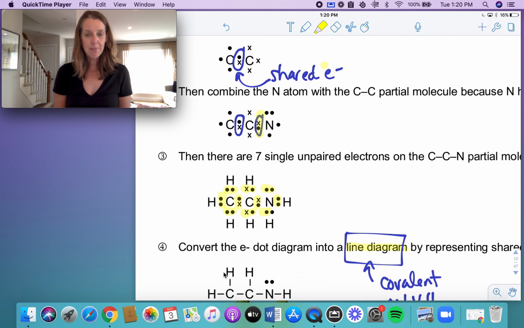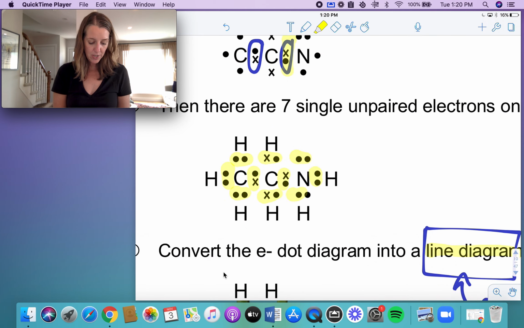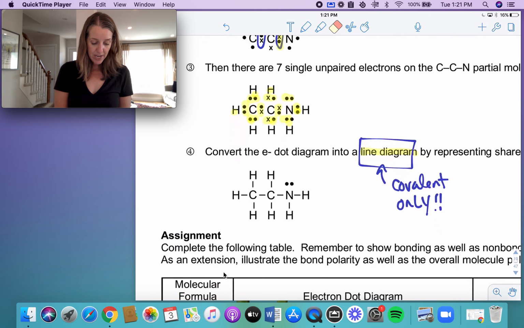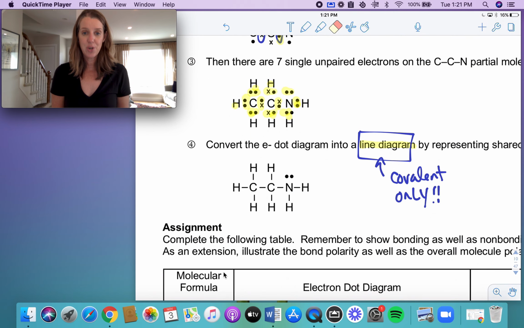And then there are 7 single unpaired electrons on the molecule. Can you see those there? Right? 1, 2, 3, 4, 5, 6, 7. This nitrogen already has its double pair there, so it's not going to bond with anything else. It's quite stable as it is. And so now I'm going to add in my hydrogens to show that.